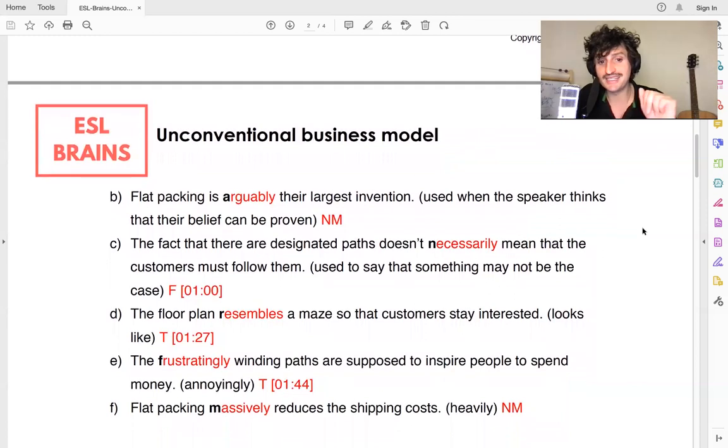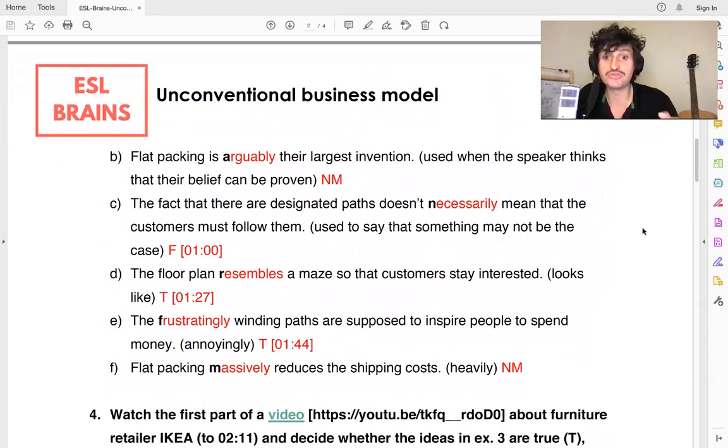Now, the frustratingly winding paths are supposed to inspire people to spend money. Frustratingly means annoyingly, right? So the winding paths, all of the ways that people walk, they're winding. It's like a labyrinth. People get lost, but it's annoying, it's frustrating. These winding paths are supposed to inspire people to spend money, right? Studies show that when this store did this, people spent more money.